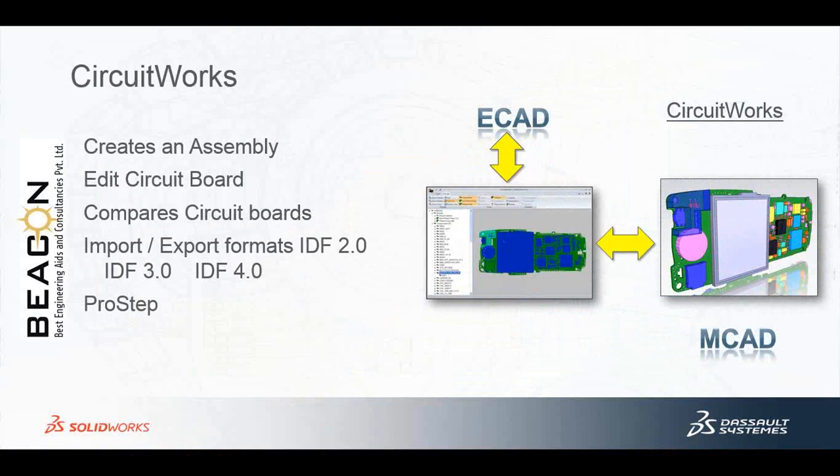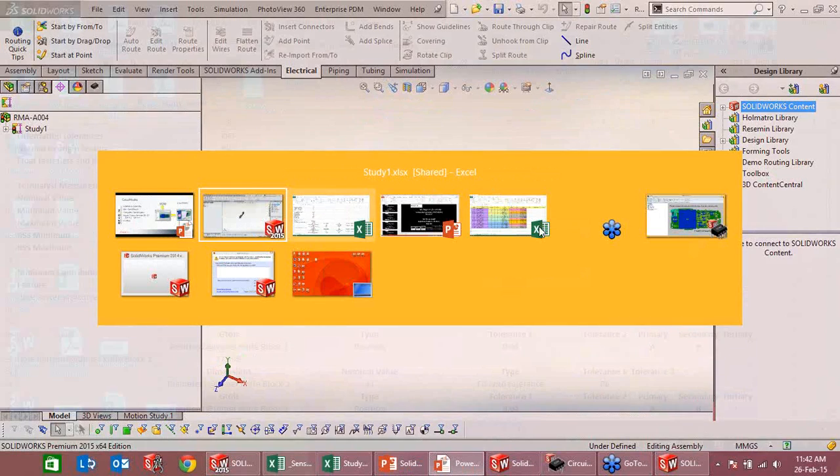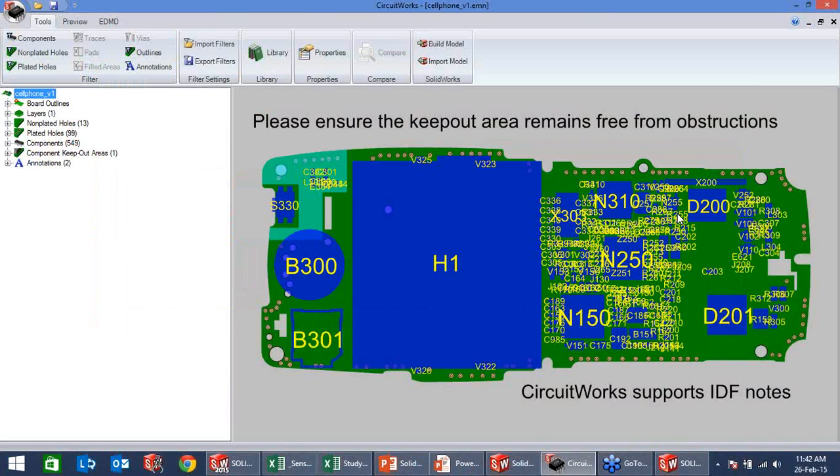So I'll just go and open the .emn file. Now this is the file. This is the circuit board which has been given from the electrical engineer. He has designed it. This is the drawing which has been presented by him.